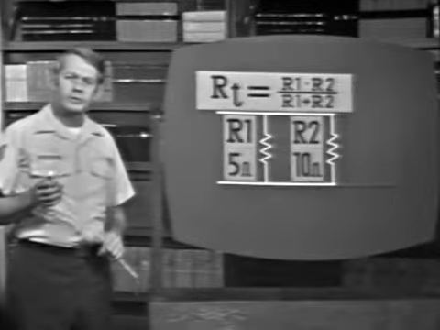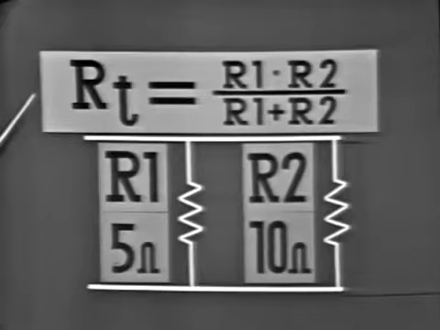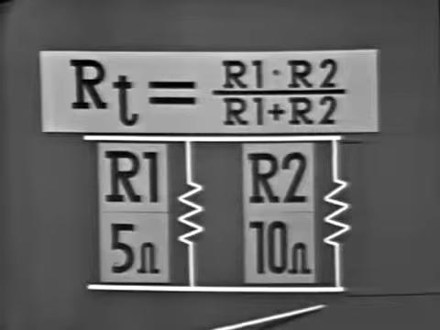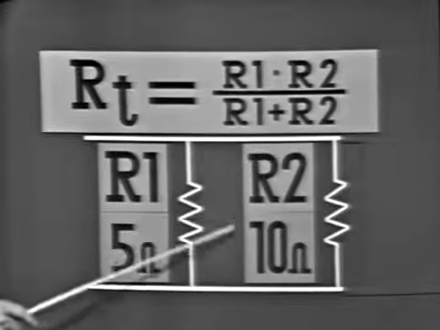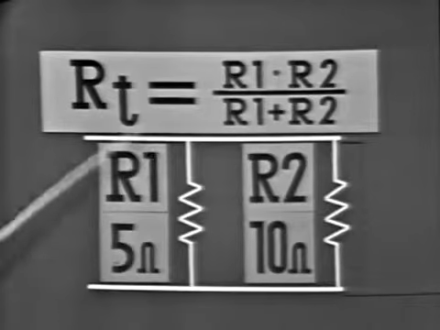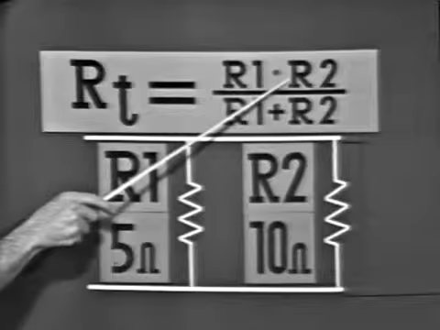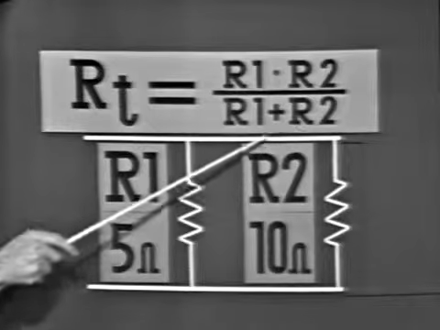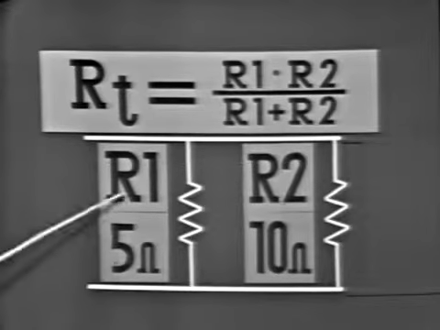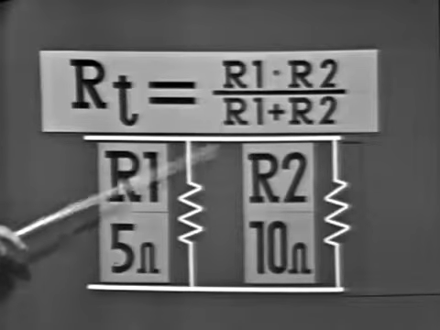Now, several formulas are used to calculate total resistance in a parallel circuit. This first one is used when there are only 2 branches in the circuit. In this case, we have R1 of 5 ohms, R2 of 10 ohms. The formula is the product of the 2 resistors divided by their sum. You shouldn't have any problems working this type of formula. Simply insert the values into the formula, get the product, divide it by the sum.